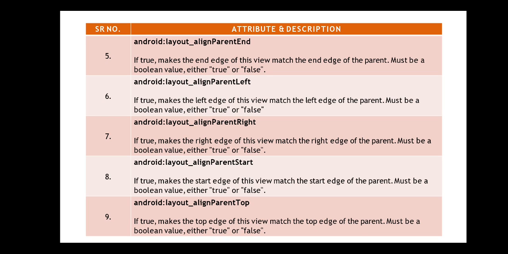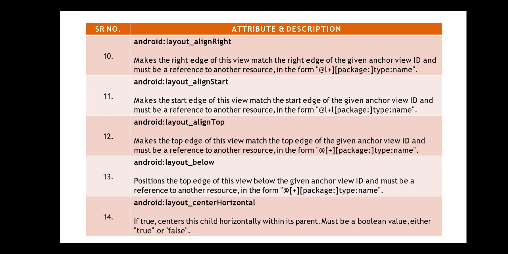Next, Android layout align parent start, if true, makes the start edge of this view match the start edge of the parent and must be a boolean value, either true or false. Android layout align parent top, if true, makes the top edge of this view match the top edge of the parent and must be a boolean value, either true or false. Attribute description: Android layout align right makes the right edge of this view match the right edge of the given anchor view ID and must be a reference to another resource in the given form.